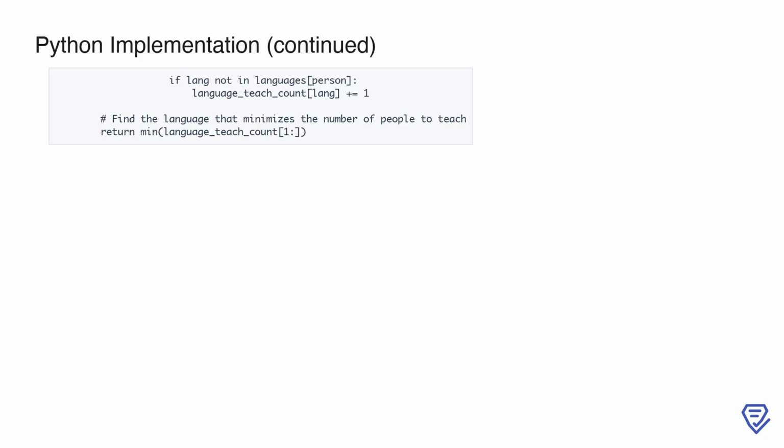Finally, we find the language that minimizes the total number of people to teach. By taking the minimum value from the language_teach_count list starting at index 1, we ensure that we only consider valid languages, as index 0 was reserved for alignment purposes. This minimum value is then returned as the result, giving us the fewest number of people who need to be taught a new language to make all friendships communicable.